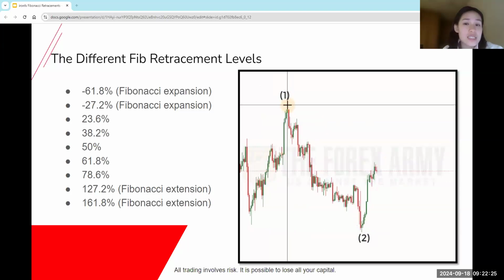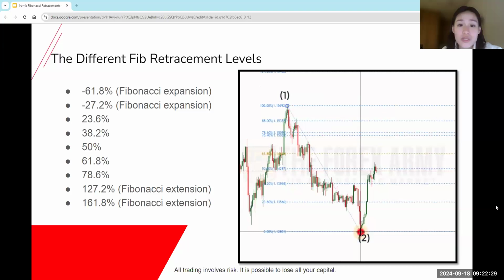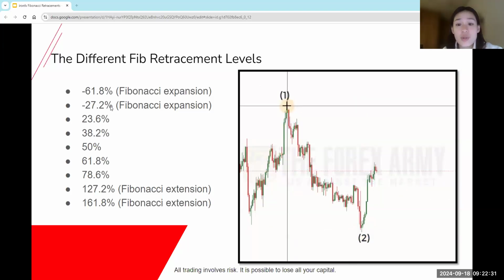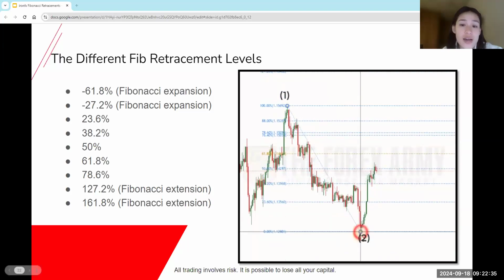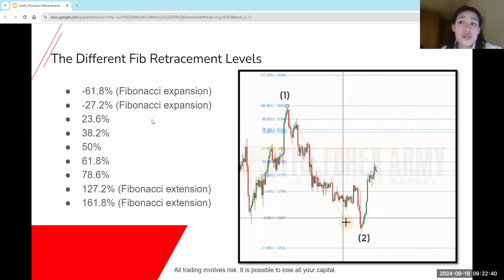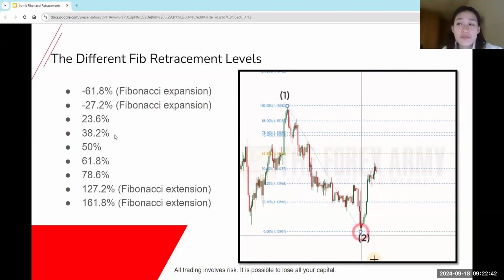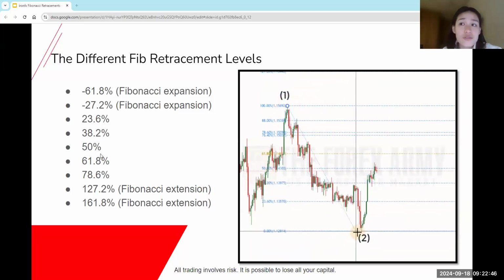So firstly is the expansions, which are your negative levels, so those below 0%, namely the minus 27.2 and the minus 61.8. And also we have the retracements, so those are the mid-range, so from 0 to 100, namely these 5 levels: 23.6, 30.2, 50, 61.8, and 78.6.